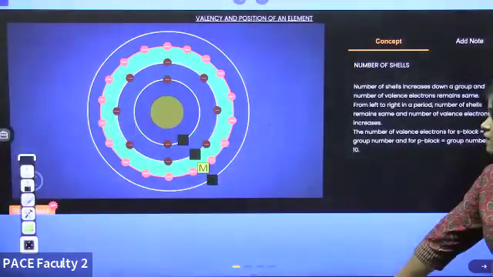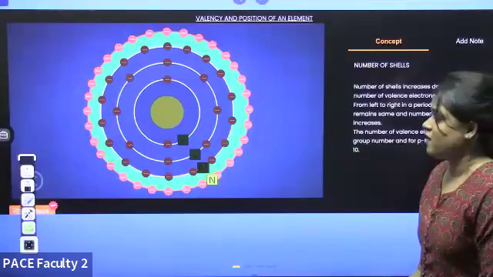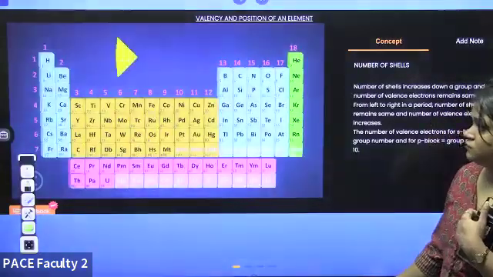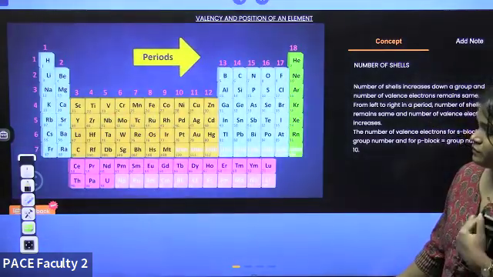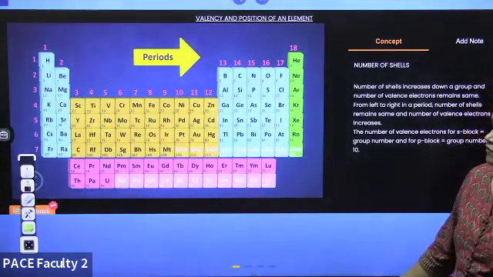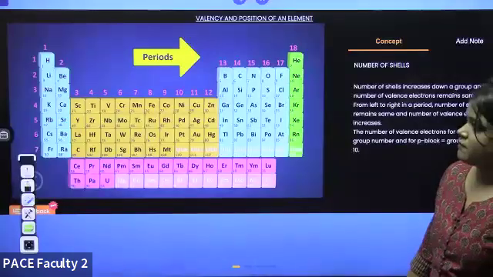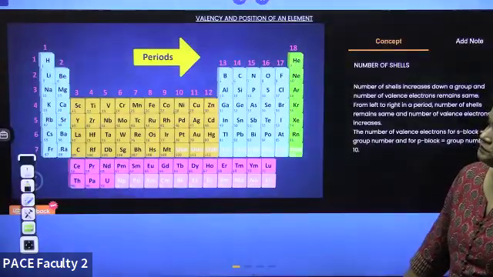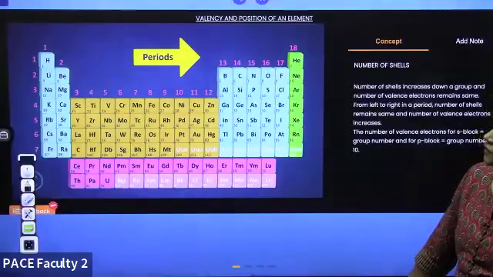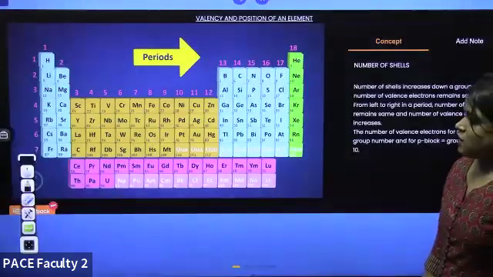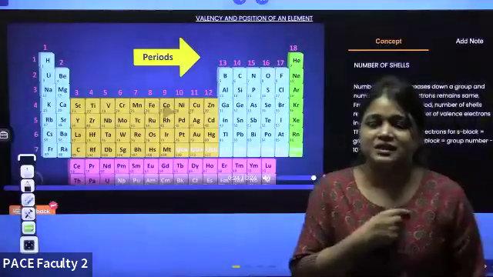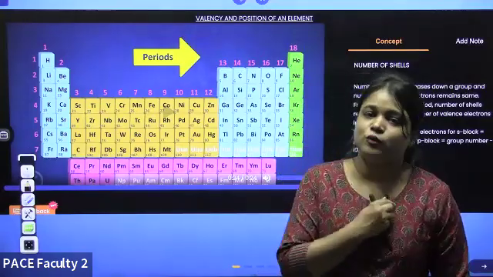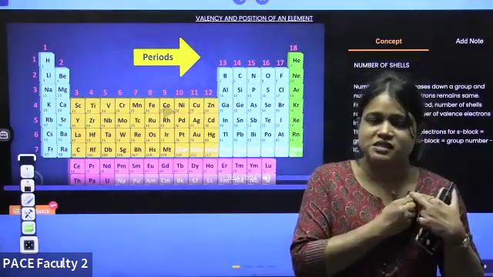Number of shells increases down a group and number of valence electrons remains the same. From left to right in a period, number of shells remains same and number of valence electrons increases. The number of valence electrons for S block is equal to group number, and for p block it is group number -10. Very simple. He's saying that in the same period, the number of valence electrons will keep on increasing.